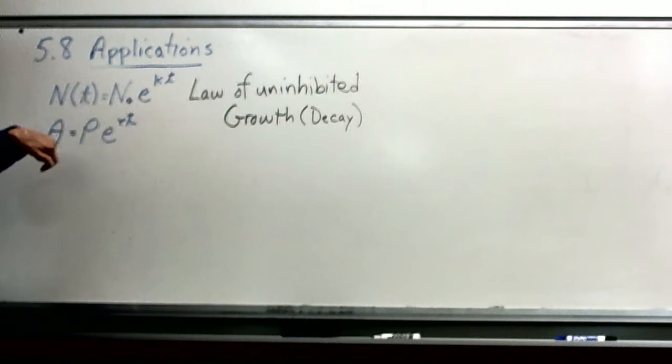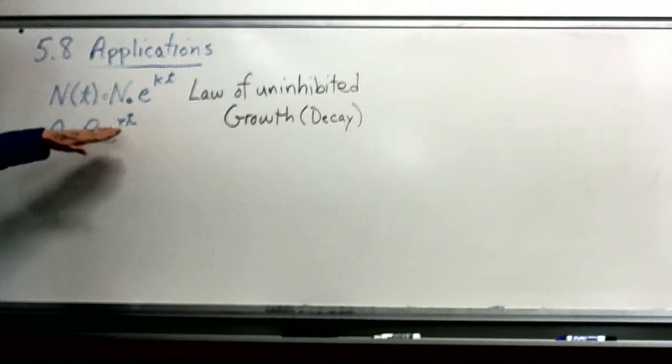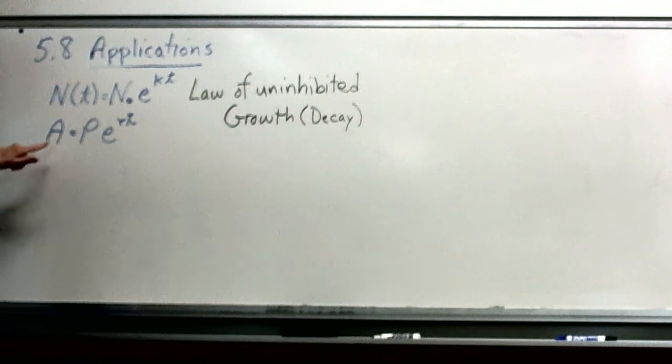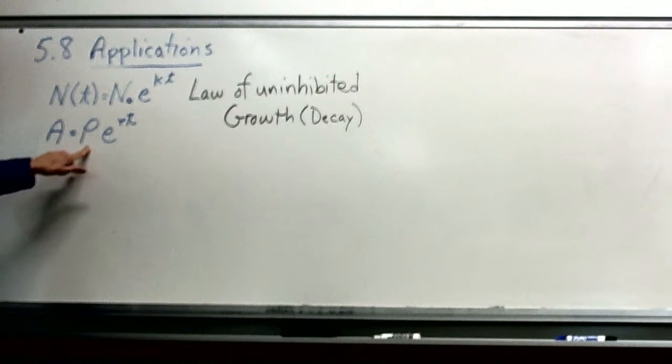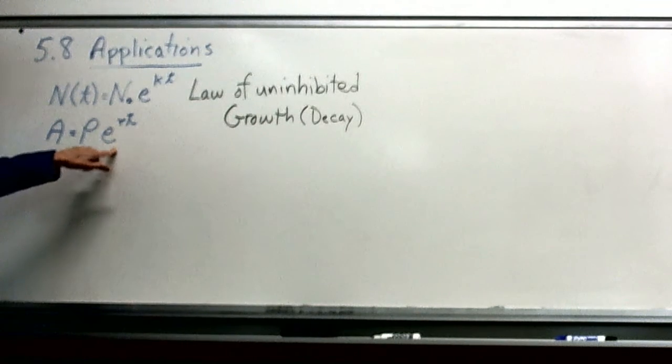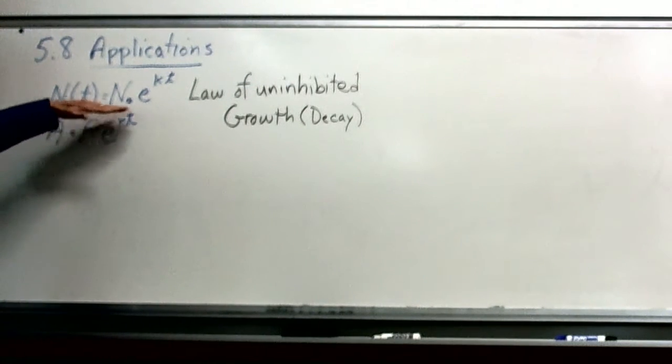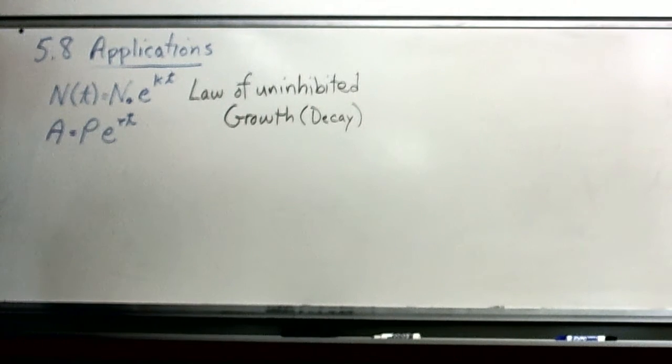to the kt. You'll notice a similarity between that formula and the formula that we used for continuous compounding in the last section, where you have the final amount and the initial amount P, and then e to the rt, where r is the rate of interest and t is the number of years. So we have a similar formula for the law of uninhibited growth or decay.